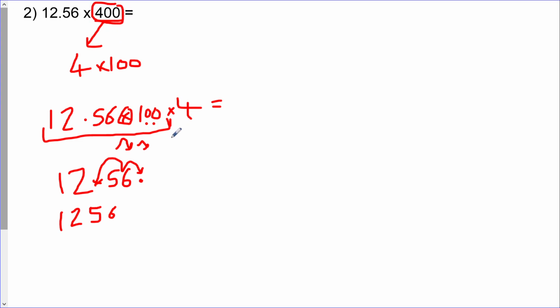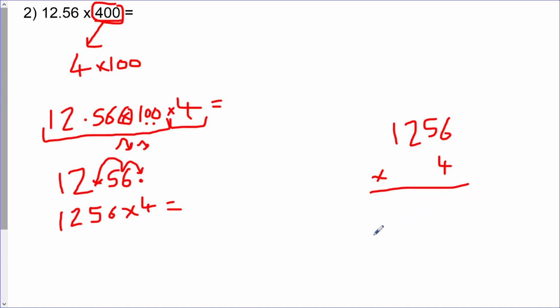However, our question wanted us to multiply by 400. So at this point now, we have to multiply by 4. Again here, we use our formal method of multiplication, short multiplication method, and we write down our 1256, and we are multiplying it this time by 4. 4 times by 6 is 24. Again, if you do not know your times tables, please write them down.